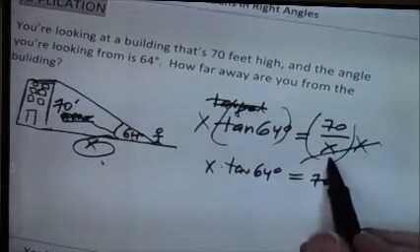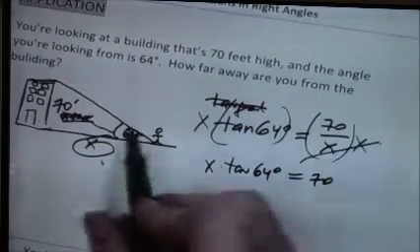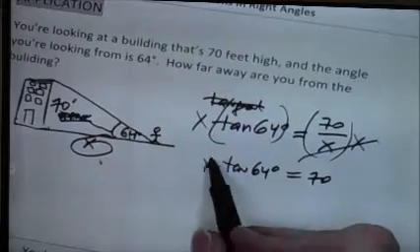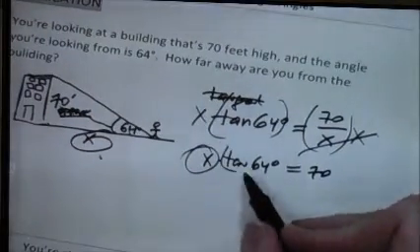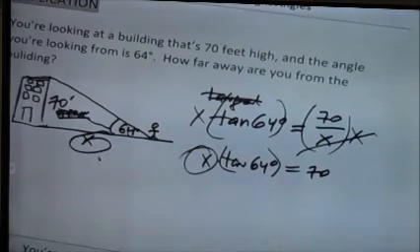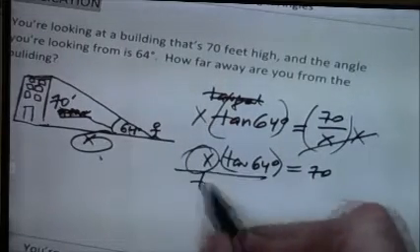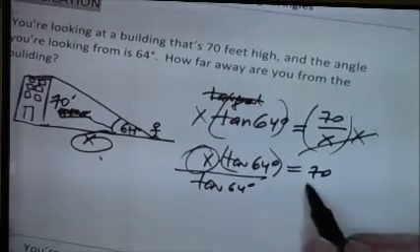I can get rid of the fraction by multiplying by the denominator and doing it on both sides. But I want the x by itself. Well, now I have x times something. This is just a single thing. This is like 4. If this was x times 4, you just divide by 4 because you know you can do that. Okay, so let's just do that. Except it's not 4, it's tangent of 64 degrees.